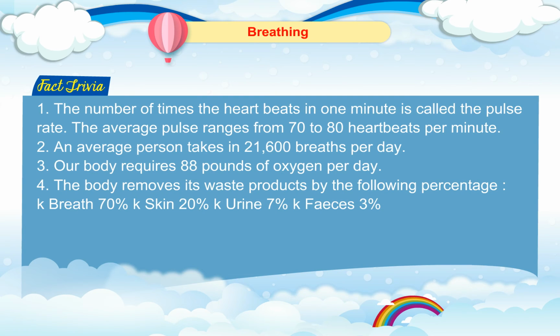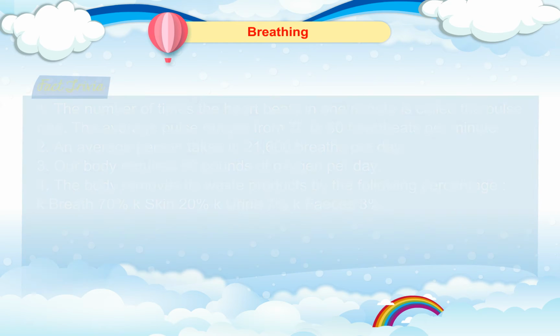Fact trivia. 1. The number of times the heart beats in 1 minute is called the pulse rate. The average pulse ranges from 70 to 80 heartbeats per minute. 2. An average person takes in 21,600 breaths per day. 3. Our body requires 88 pounds of oxygen per day. 4. The body removes its waste products by the following percentage: breath 70%, skin 20%, urine 7%, feces 3%.